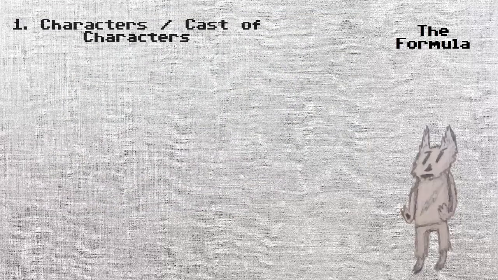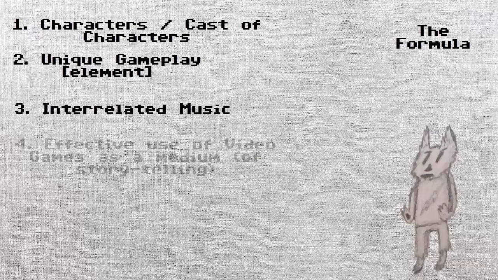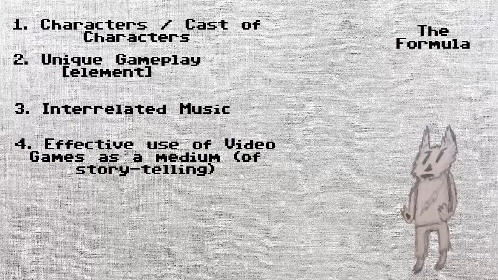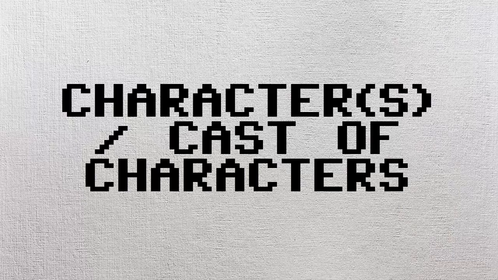1. Characters and cast of characters. 2. Unique gameplay element. 3. Interrelated music. 4. Morals, or an effective use of video games as a storytelling medium. This is an important one. And 5. World building and pertinence. Some of this may sound obvious to you, but some games follow this formula and still fail. I'll explain. Segment 1. Characters and cast of characters.